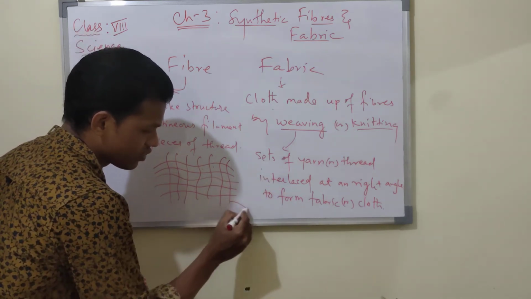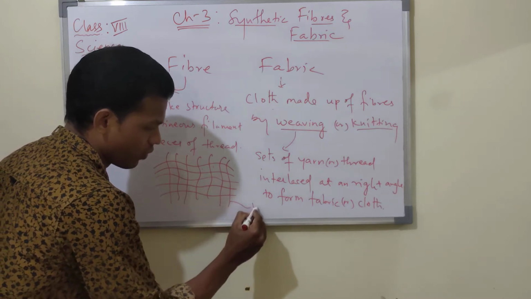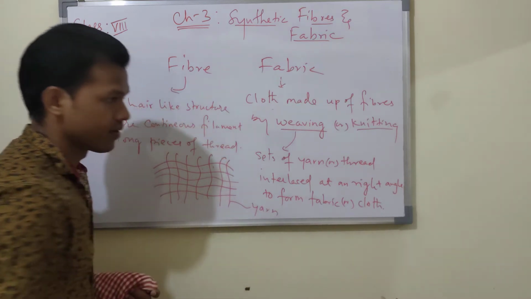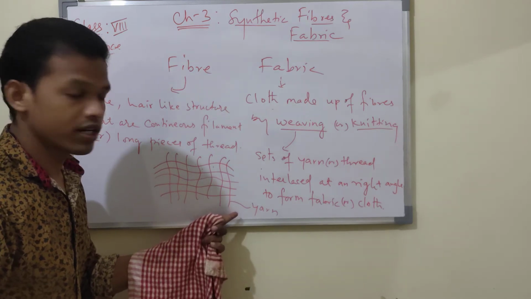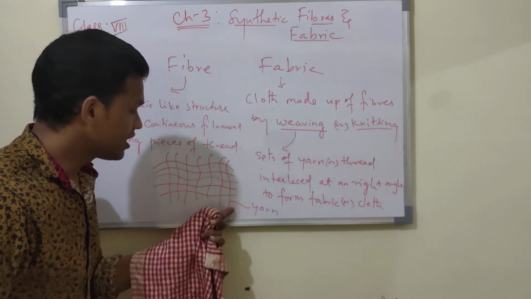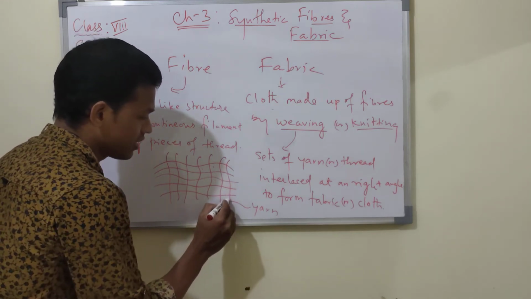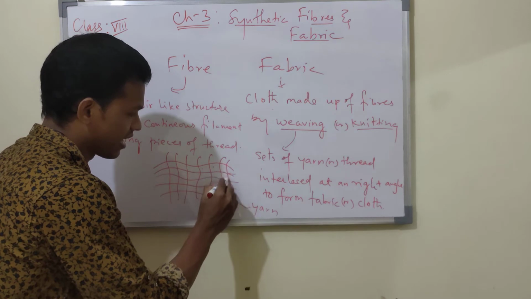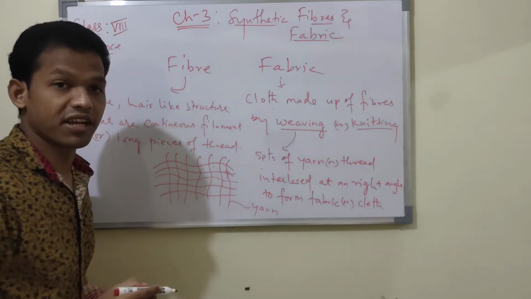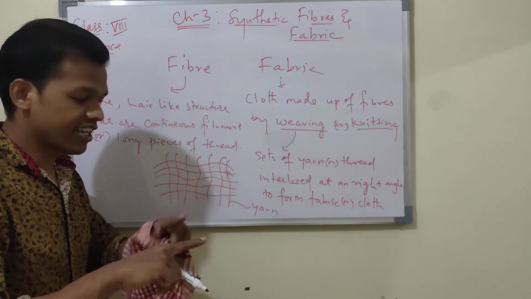This is called what? Yarn. We can call it yarn. These yarns, what happened? These yarns are interlaced at right angle. Right angle means this is right angle, making 90 degree. So they are interlaced at 90 degree.